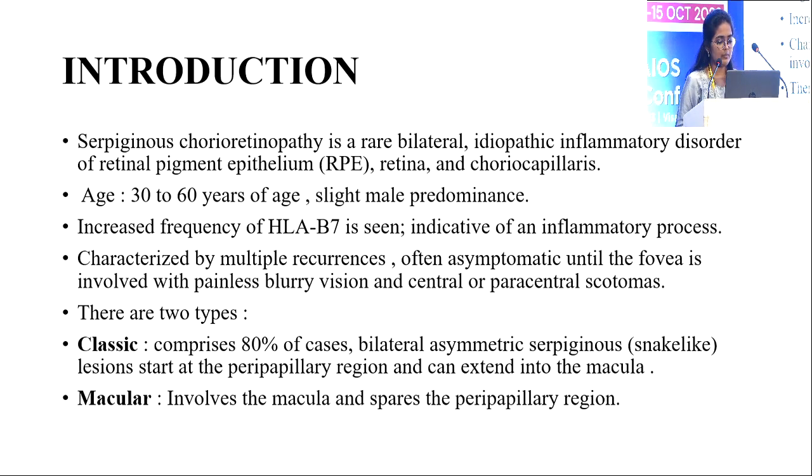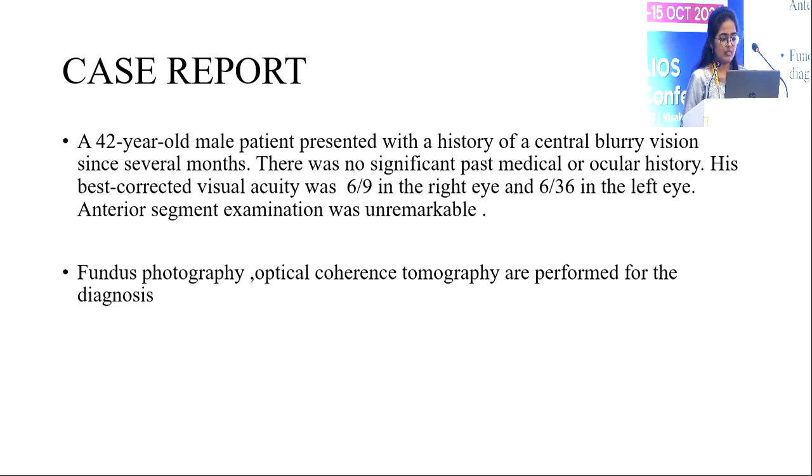They are characterized by multiple recurrences, often asymptomatic until the fovea is involved. When the fovea is involved, they have painless blurry vision and central or paracentral scotomas. These are of two types, classic and macular. The classic type comprises mainly 80% of cases with bilateral asymmetric serpiginous lesions starting at the peripapillary region, and they can extend up to the macula. The macular type involves the macula and spares the peripapillary region.